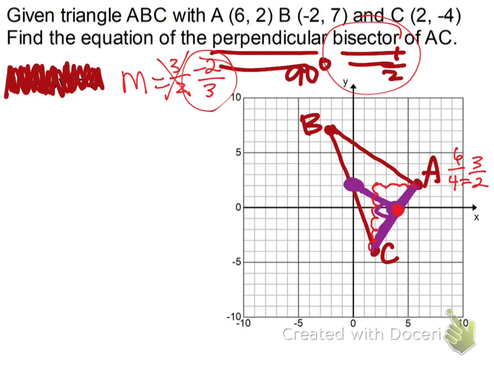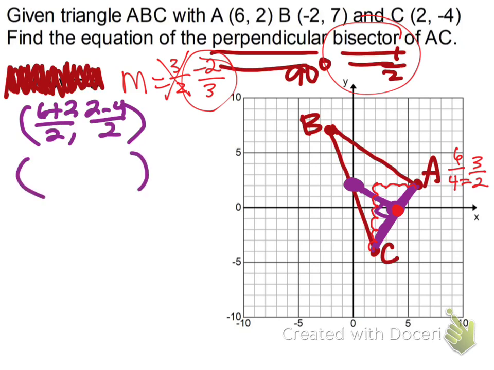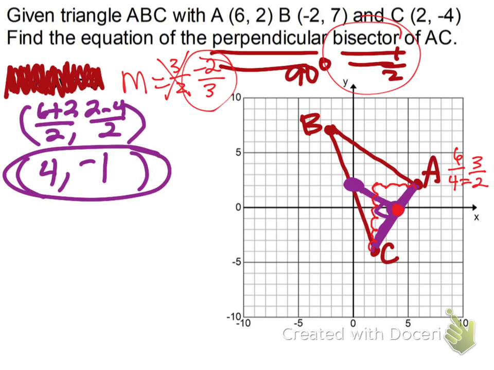So we know that means we need to add the x's. So I'm going to find the midpoint of AC. So I'm going to do 6 plus 2 divided by 2, and then I'm going to do 2 minus 4 divided by 2. And the midpoint that's going to get me is 6 plus 2 is 8, divided by 2 is 4, and 2 minus 4 is negative 2, divided by 2 is negative 1. So now I have a point, and now I have a slope.